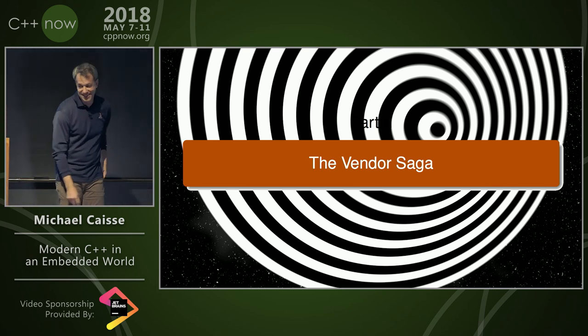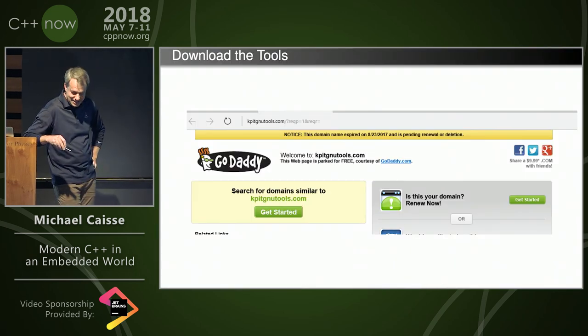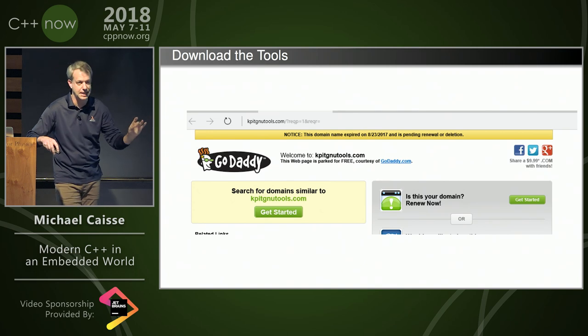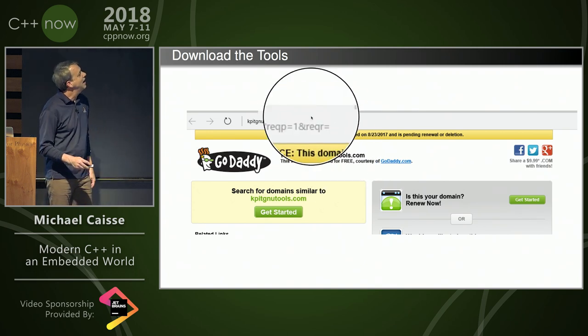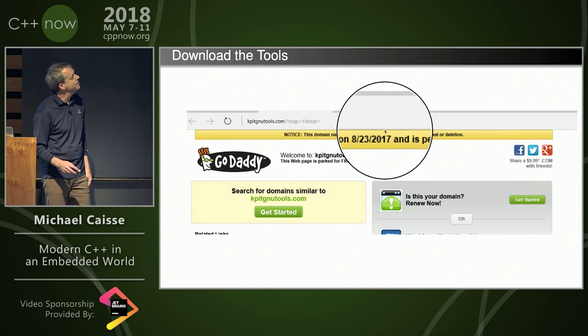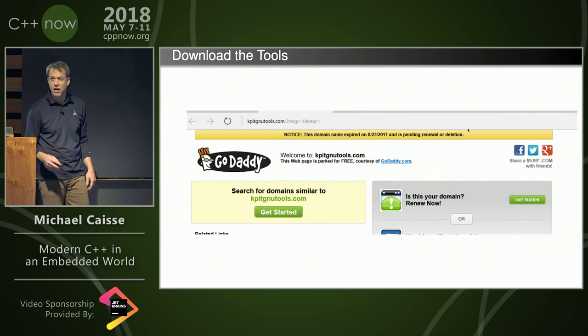All right, so we're going to start our Twilight Zone vendor saga here. And personally, I just want the vendor tool C++ compiler: click the link, download it for Linux. That's personally what I want. I just want you to see what it says when I do this. This domain expired 8/23/2017, pending renewal or deletion. Are you kidding me?